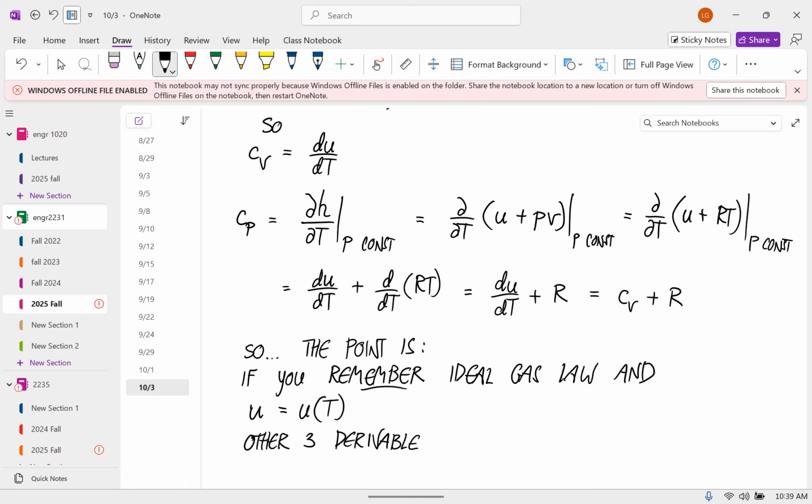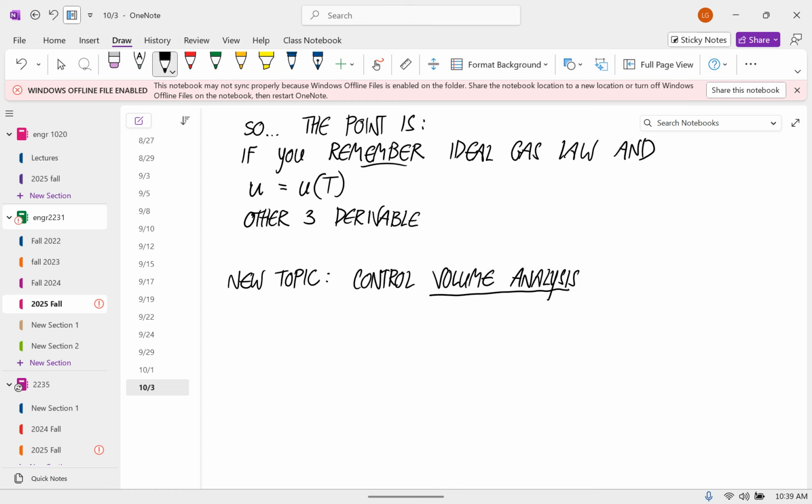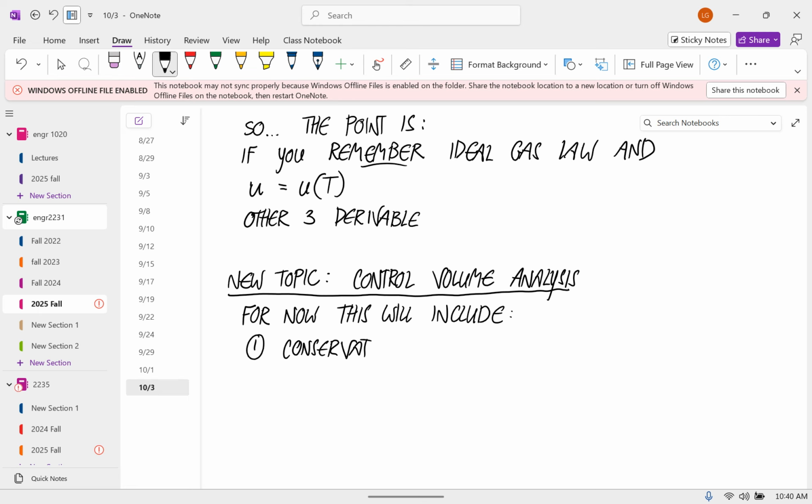Okay, so now we're getting into the next topic. And that is control volume analysis. And for now, this will include 2 things. The first one is conservation of mass, which we'll also call mass balance.